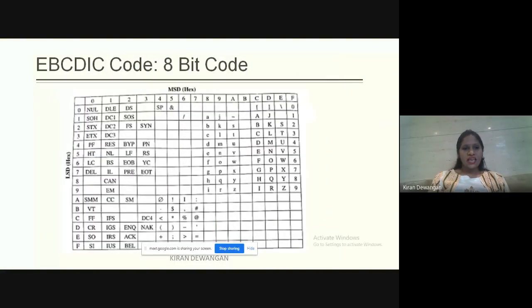And the next is EBCDIC code. EBCDIC code भी पूछ सकता है. It is an 8-bit code. 8-bit code मतलब यहाँ पर भी 4 bit रहेगा, यहाँ पर भी 4 bit रहेगा. It is in hex.